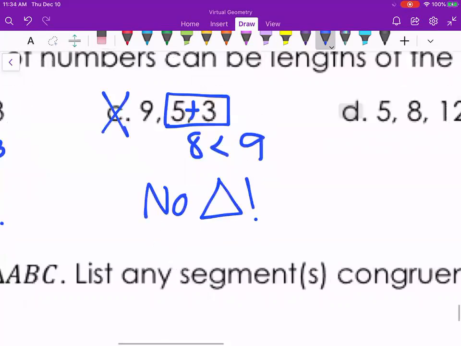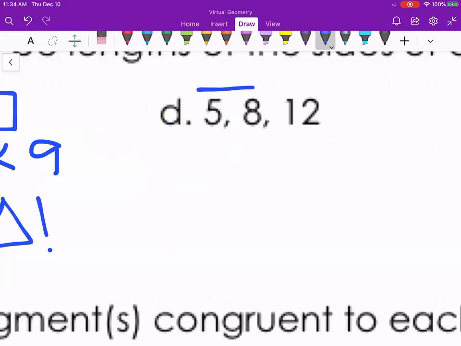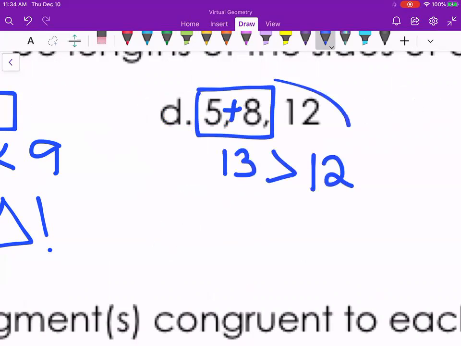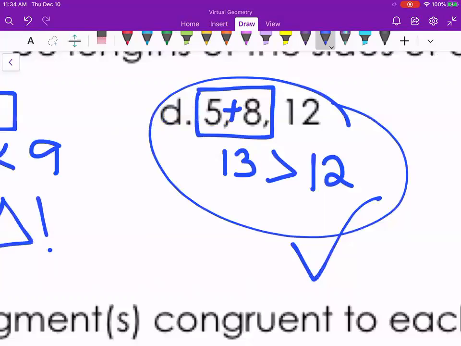And then the last one, 5, 8, 12. 5 and 8 are my smaller. They make 13. 13 is bigger than 12. There is my triangle.